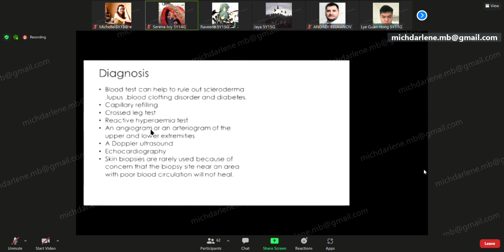Diagnosis. Blood tests can help to rule out scleroderma, lupus, blood clotting disorders, and diabetes. Capillaroscopy, crossed leg test, reactive hyperemia test, an angiogram or an arteriogram of the upper and lower extremities, Doppler ultrasound, echocardiography. Skin biopsies are rarely used because of concern that the biopsy site near an area with poor blood circulation will not heal.